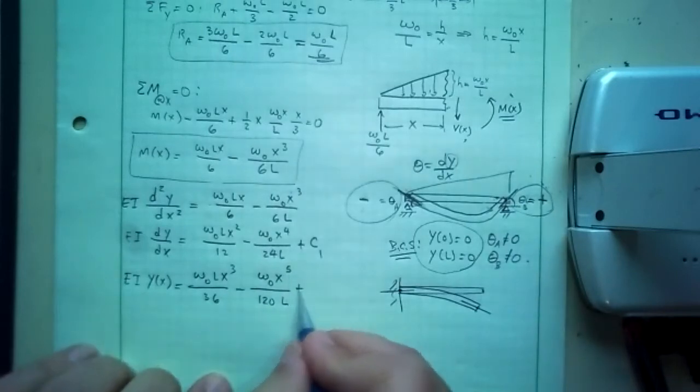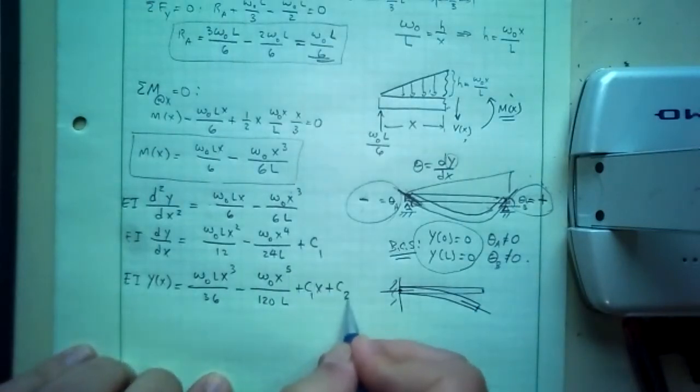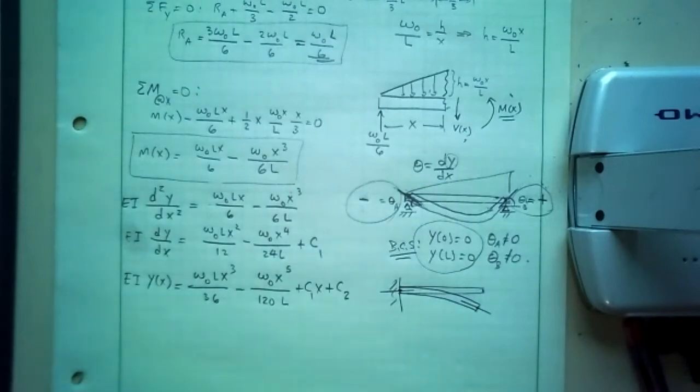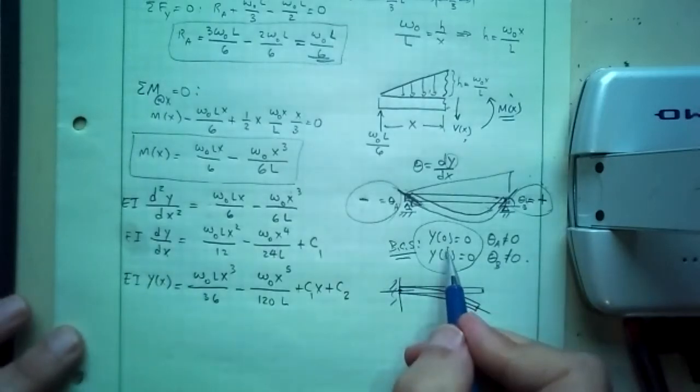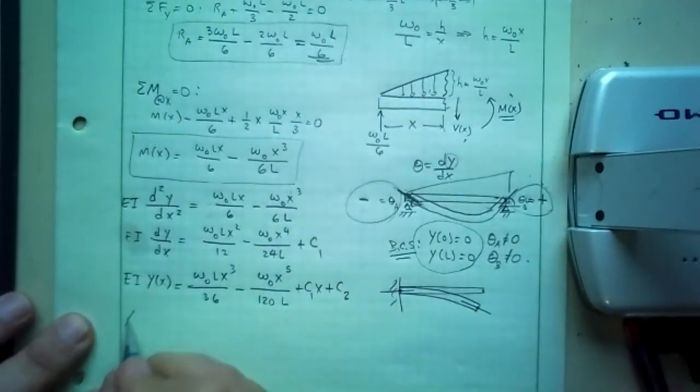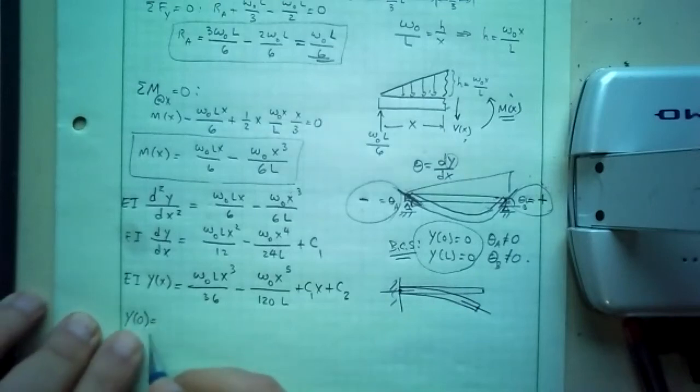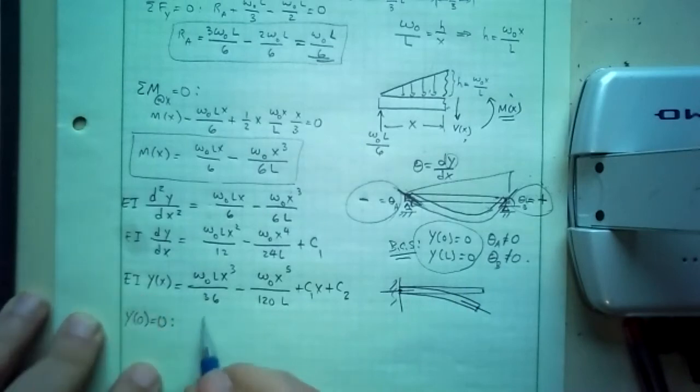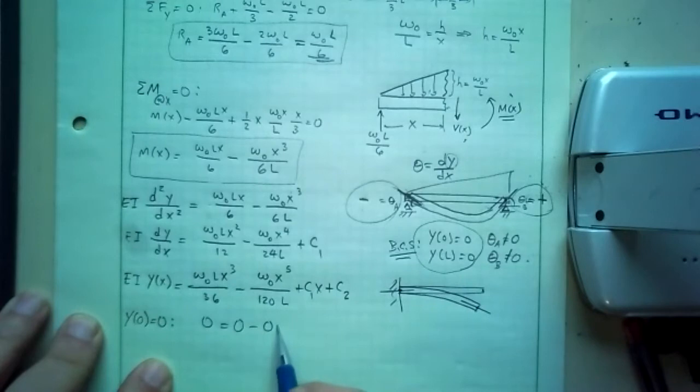Plus C1x plus C2. So now I can apply the boundary conditions. Deflection at x equal to 0 is 0. So this says that 0 is equal to, this is 0 minus 0 plus C2. So C2 is 0.